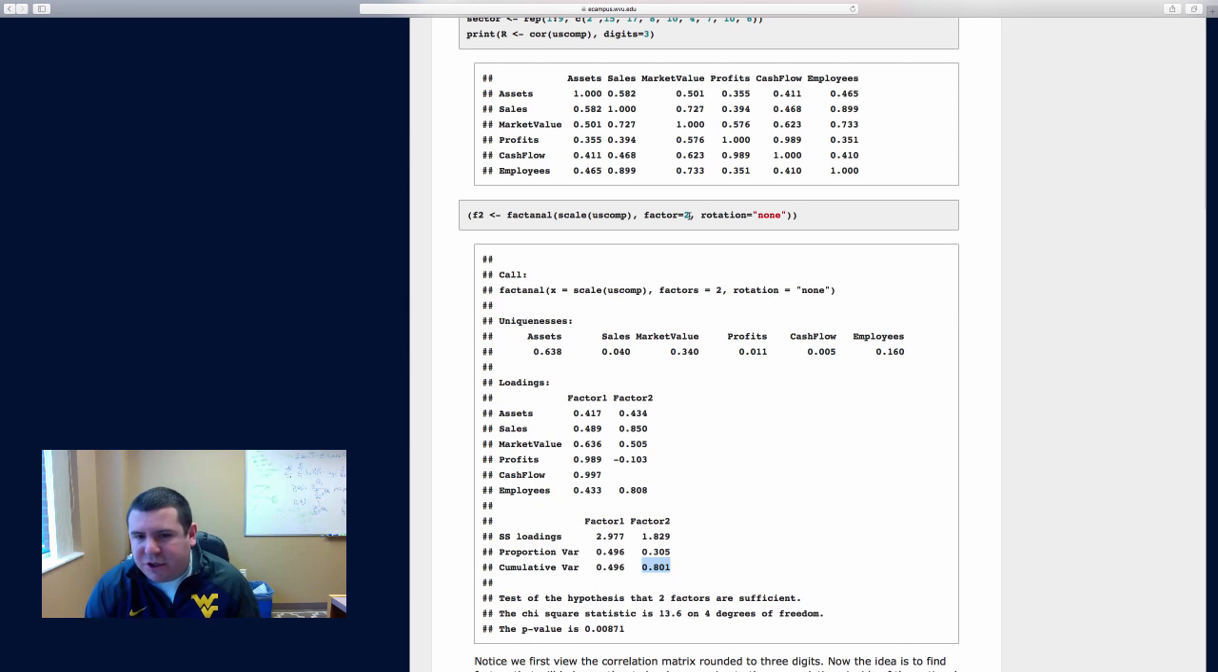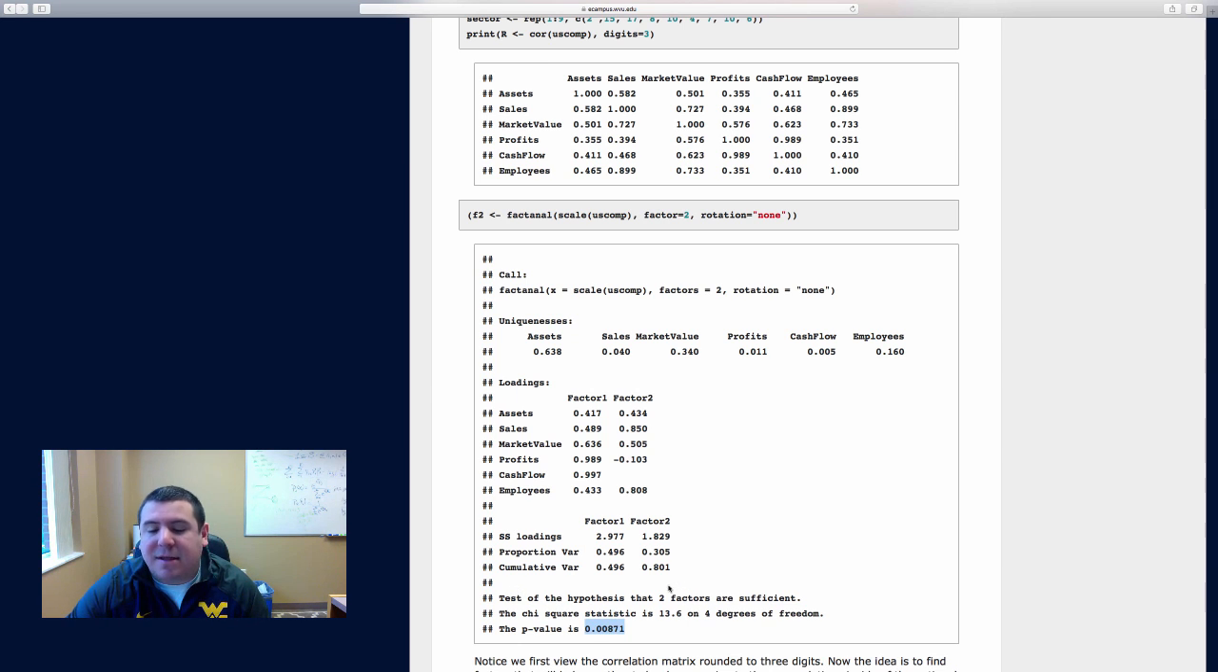Now, there are some different things you're going to do. As you go, you're going to see this disappear because you're not able to test anything anymore. In factor analysis, we have the ability to test a hypothesis. The test of the hypothesis is that two factors are sufficient. The chi-square statistic is 13.6 on 4 degrees of freedom, and the p-value is 0.00871. Now I want you to take a look.